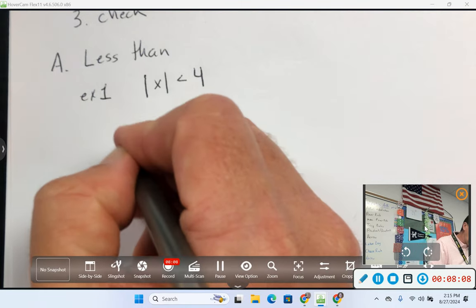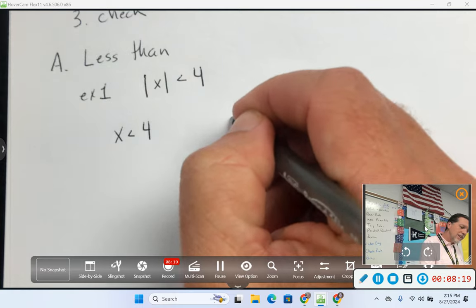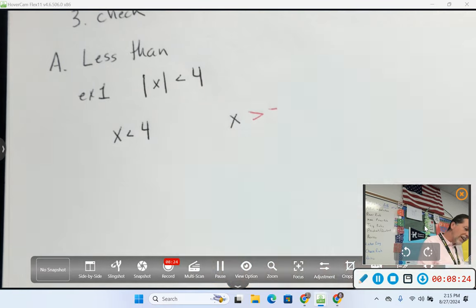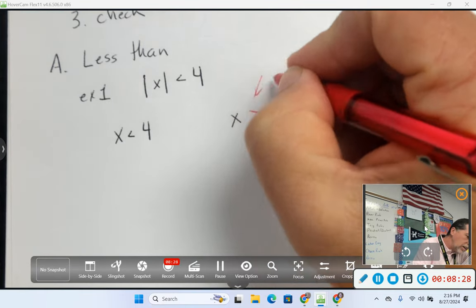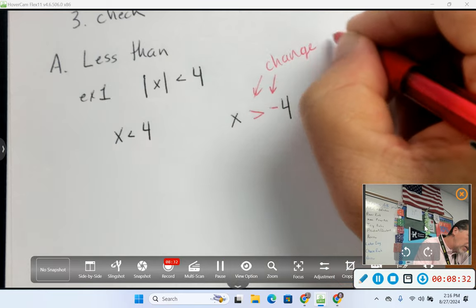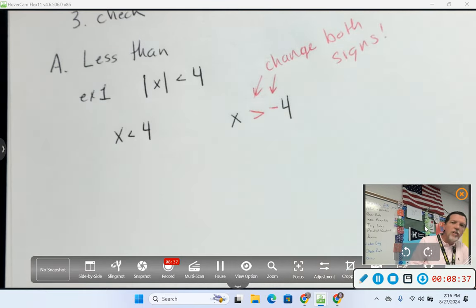So again, some parallel stuff with the equations going on. Just drop the absolute value bars. Any guesses on what the second inequality would be? x is greater than negative 4. Nice. Make sure that you change both signs. Flip the inequality and flip the sign.